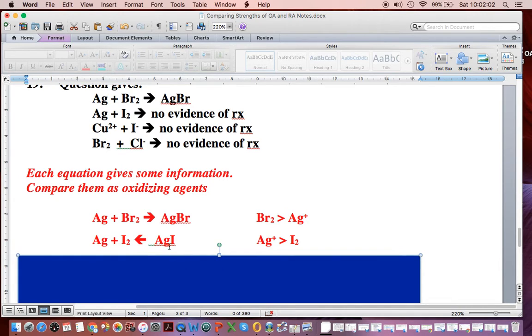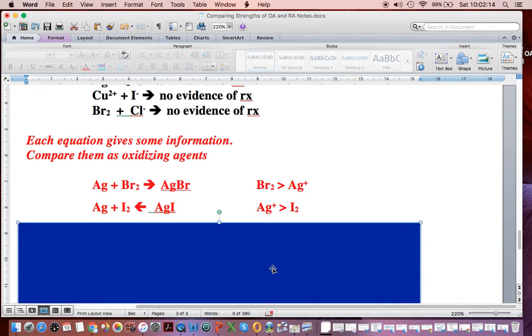Now we look at the next one. Oh, it's going to be AgI. So Ag+ is on this side and we have the I2 there. Comparing those, Ag+ is stronger than the I2. And you can see I haven't bothered balancing it. That did not matter.